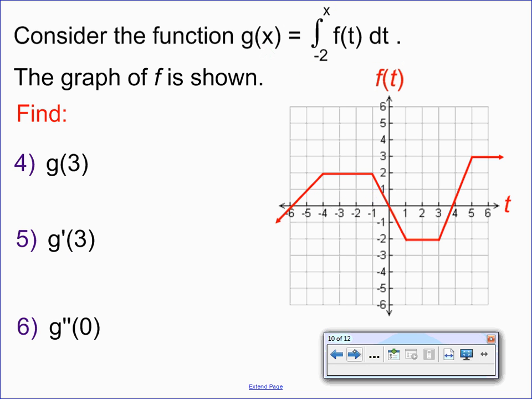Okay. Let's go ahead and you do g of 3 now. So go ahead and do g of 3. We'll do same picture, same function.